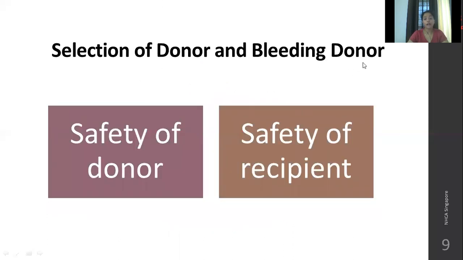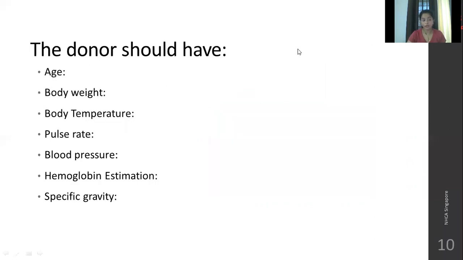Then selection of donor and bleeding donor. The two main things you have to keep in mind are the safety of the donor and the safety of the recipient. These are the two aims kept in mind while selecting a donor. The donor's age should be about 18 to 65 years. Body weight should be more than 50 kg. That is a standard which is used in India.